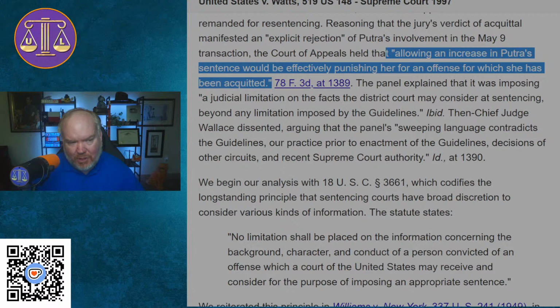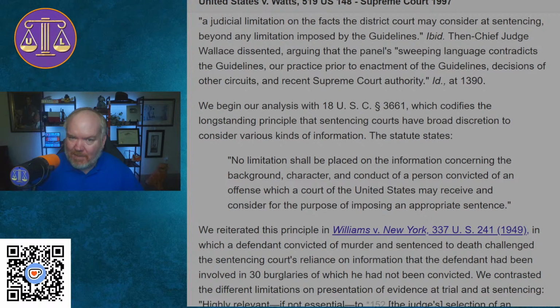The then chief judge dissented, arguing the panel's sweeping language contradicts guidelines, our prior practice enhancement, decisions of the circuit, and recent authority. So the U.S. Supreme Court has been faced with this issue. Like, how do we deal with the acquittal? Should we use those facts, that the jury acquitted for, in the sentencing of the other crime? Would that be okay?